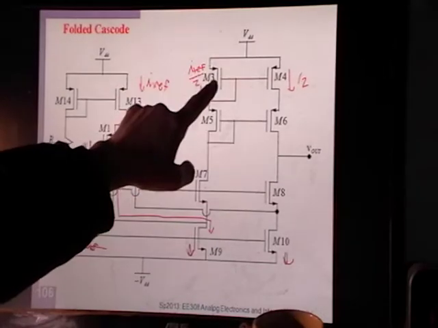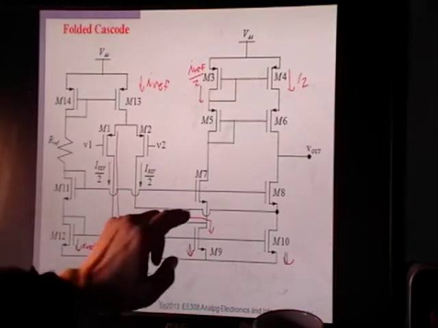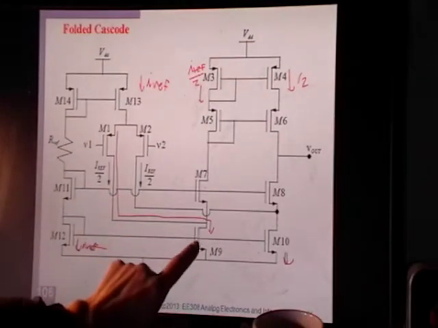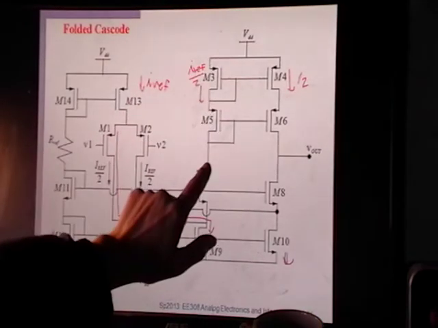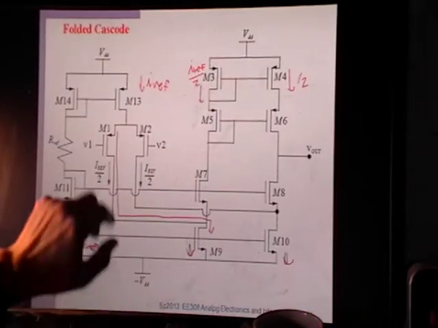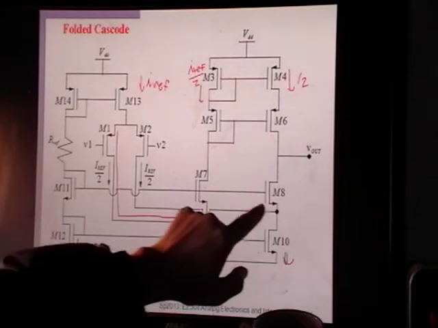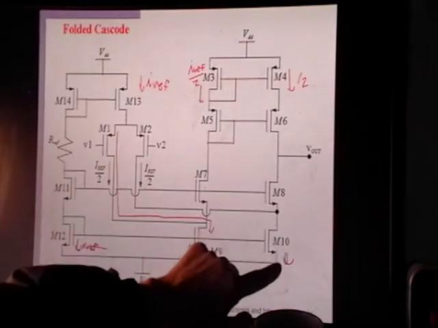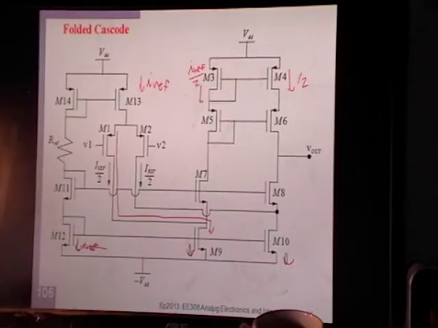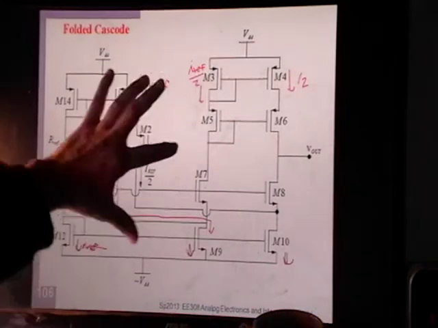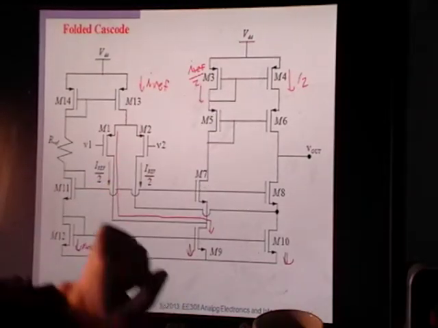Okay, so now this gets Iref over 2, because physics kicks in. It knows it has to sum to Iref, and it's getting Iref over 2, so this has to be Iref over 2. Same thing over here. You have Iref over 2. This has to sum to Iref, so you know that through this branch you also have Iref over 2. Okay, so far nothing really interesting has happened. You just have Iref over 2 summing with Iref over 2 to make Iref.